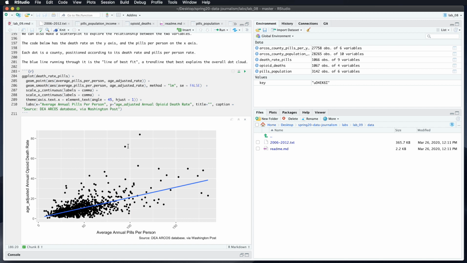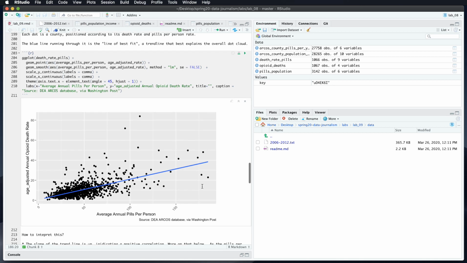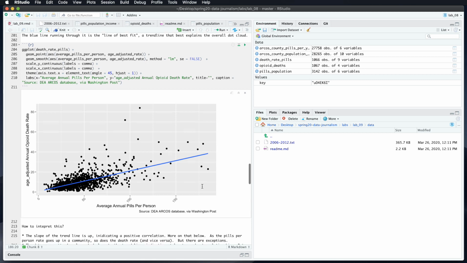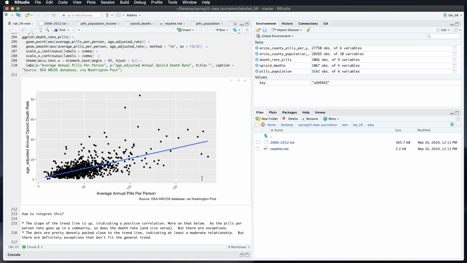This blue line running through it is a trend line, or a line of best fit, that attempts to draw the neatest path through this cloud of dots. It's a way of seeing the overall trend here. So how do we interpret this? Well, first of all, we notice that this blue trend line running through the cloud of dots is going up, right? Indicating a positive correlation. We'll talk more about that in a moment.